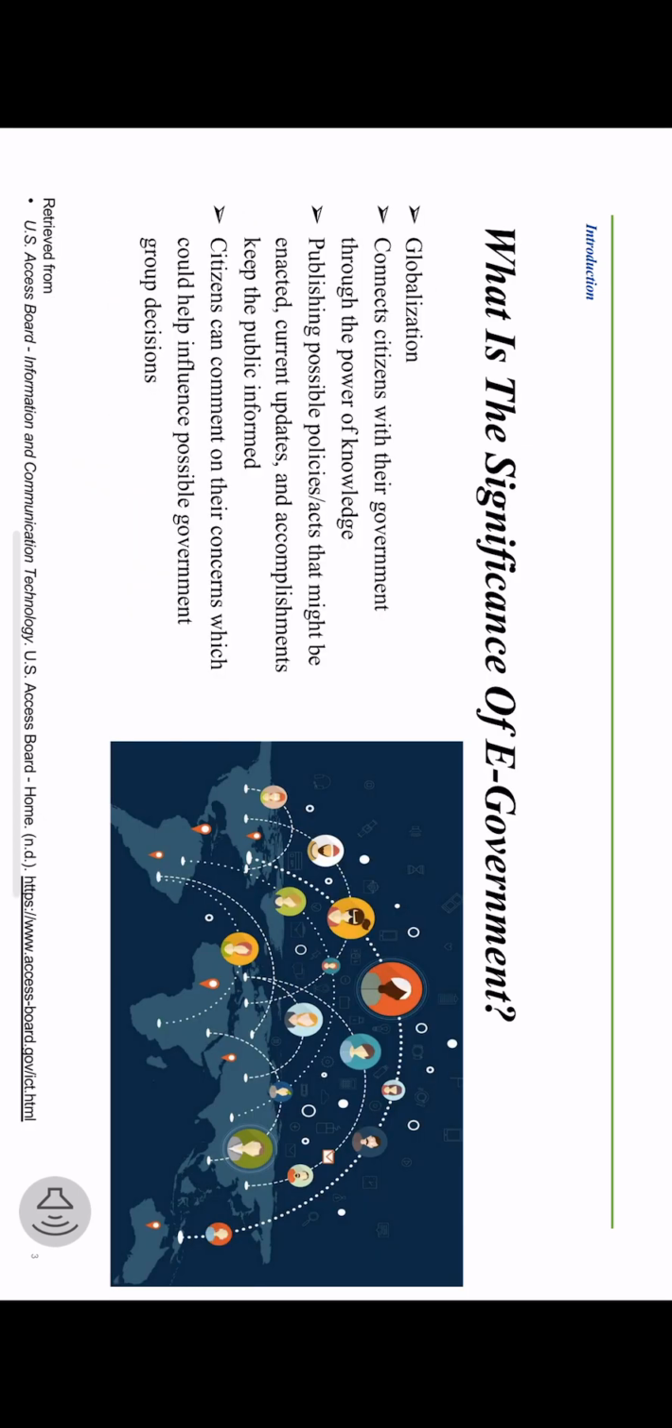The significance of e-government is through globalization. E-government connects citizens with their governments through the power of knowledge. Examples of such include publishing possible policies or acts that may be enacted, current updates, and accomplishments to keep the public informed. Furthermore, citizens can comment on their concerns, which could help influence possible government decisions.